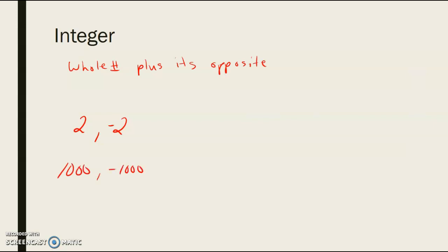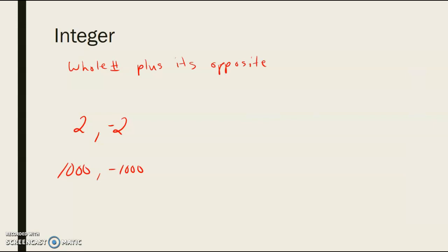So an integer is a whole number plus its opposites. So remember, a whole number is something like 2. And so 2 is considered an integer, but also its opposite, which would be negative 2. Or say 1,000 and negative 1,000. So whole numbers and their opposites. That's what integers consist of.